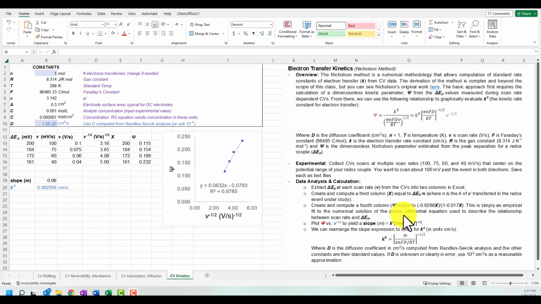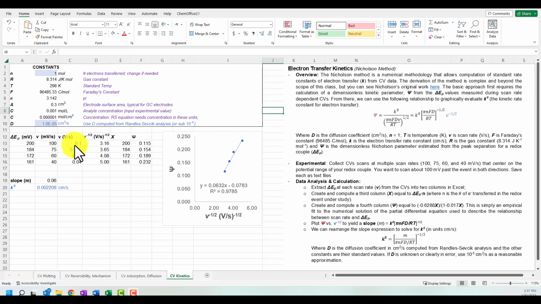We're using the same data set as before. We have a written description of exactly how this spreadsheet works that I've constructed for you. What you need to input to this spreadsheet is the same peak potential separation, or delta Ep here, as a function of the scan rate here in millivolts per second. So these are the two columns of data that you'll populate.